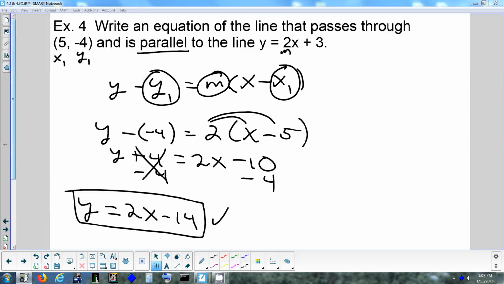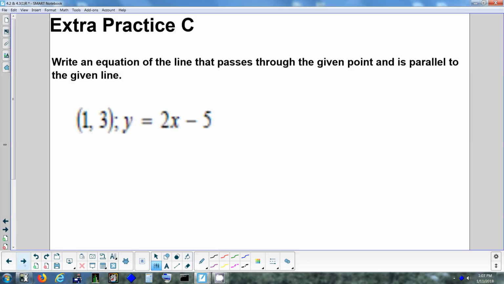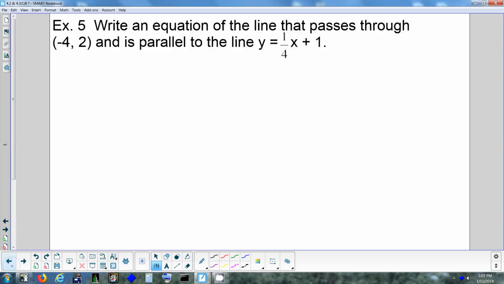When we get to perpendicular, the only thing that's going to be different is that number that I just circled. You have to do something to it first. And we practiced it in the warm-up. Opposite, reciprocal. You got to do something to the slope. You can't use the same slope for perpendicular. Same slope is parallel. Okay, so let's try this one. We'll do this one together, and then we'll give you guys a minute to try that one on your own, and then we'll finish with perpendicular.